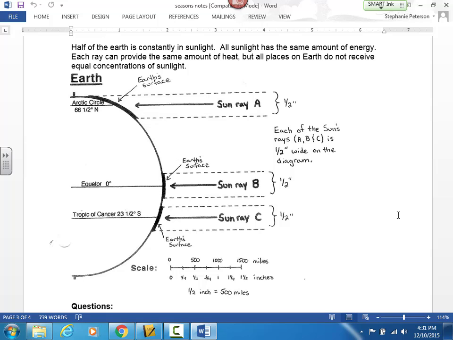Half of the Earth is constantly in sunlight. All sunlight has the same amount of energy. Each ray can provide the same amount of heat, but all places on Earth do not receive equal concentrations of sunlight.